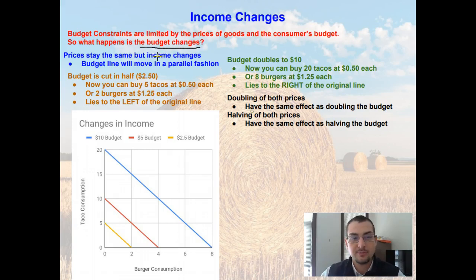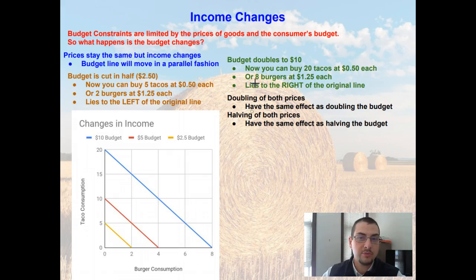So we're going to set up this scenario of what happens if prices stay the same but income changes. Well, if prices stay the same but income changes, then we can actually move that line in a parallel fashion. Let's say, for example, that the budget doubles to $10. It was $5. This was the original budget line when we had a $5 budget. So now let's say that we can increase our budget to $10.